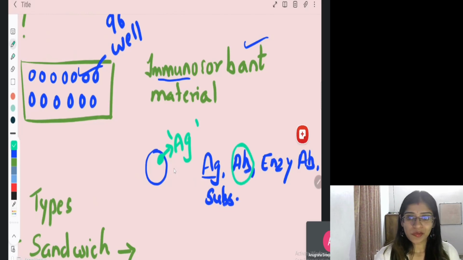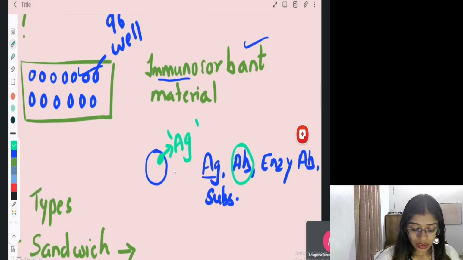What is antibody? When antigen enters our body, our immune system is a fighter. So this immune system produces fighters against the antigen, called antibodies. You all will know this. Okay, now what is this enzyme linked antibody?